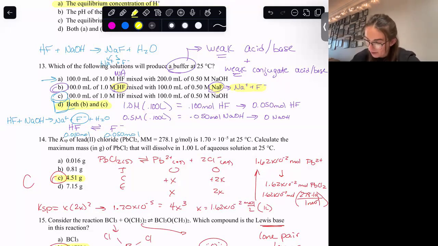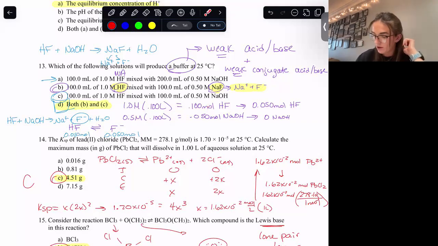So if we look at 100 mL of 1 molar HF, we see that we can solve for the number of moles of HF. We have a start of 0.1 molar HF, or 0.1 moles of HF. For sodium hydroxide, we have 100 milliliters, and then we have 0.5 molar. So if we do that math, we have 0.5 molar and 0.1 liters, then we have 0.05 moles of sodium hydroxide.